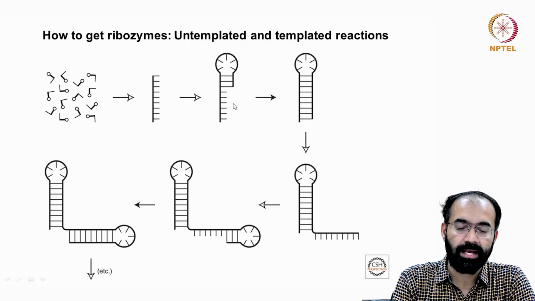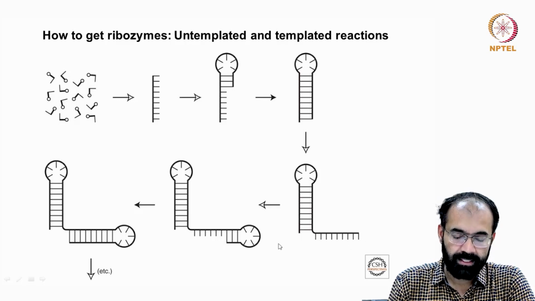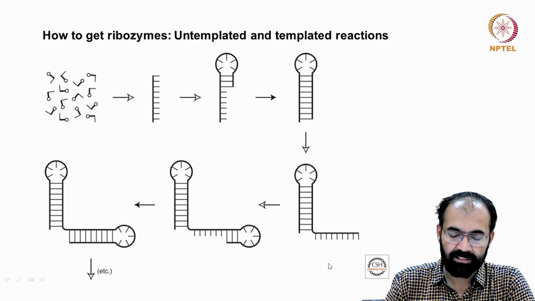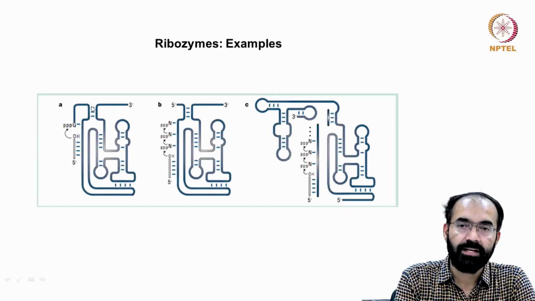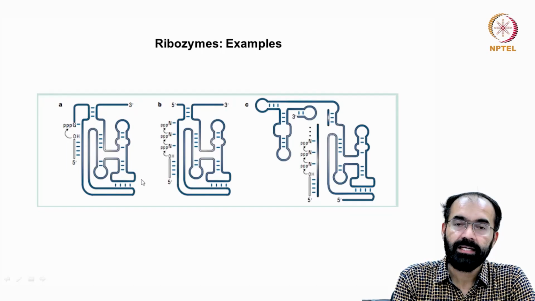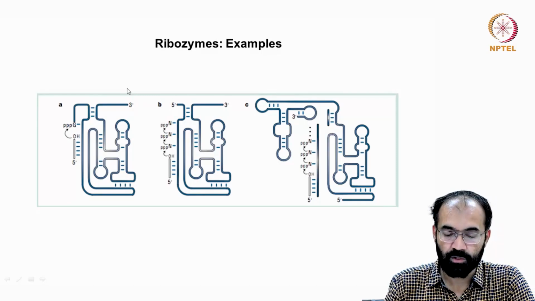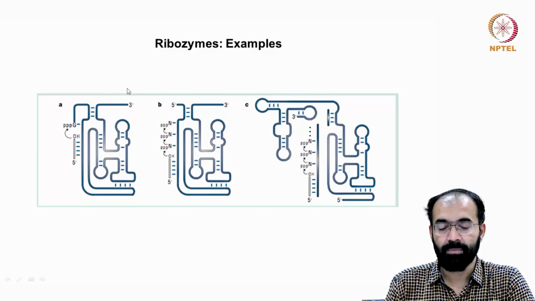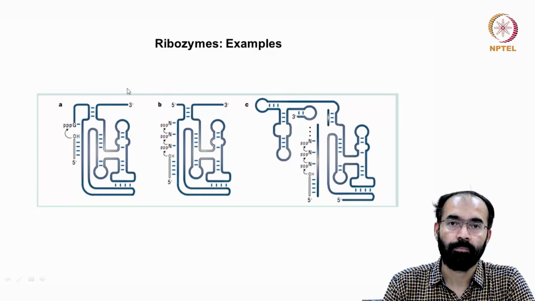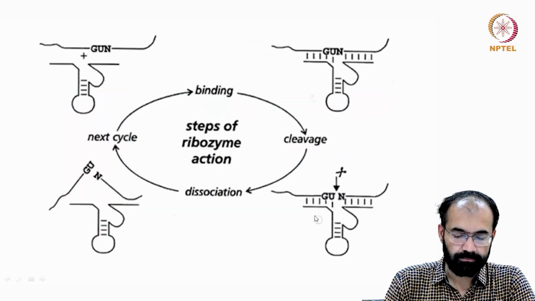Now it's a question of time whether it can make a template copy. You can see a loop and then a stem, and this stem is growing in all possible directions, and this will continue to make a very complex structure, as you can see in this picture: any long stem, loop, again stem, again loop structure is possible, and this continues to grow. Remember, during this process it is adopting newer and newer secondary and tertiary structures.